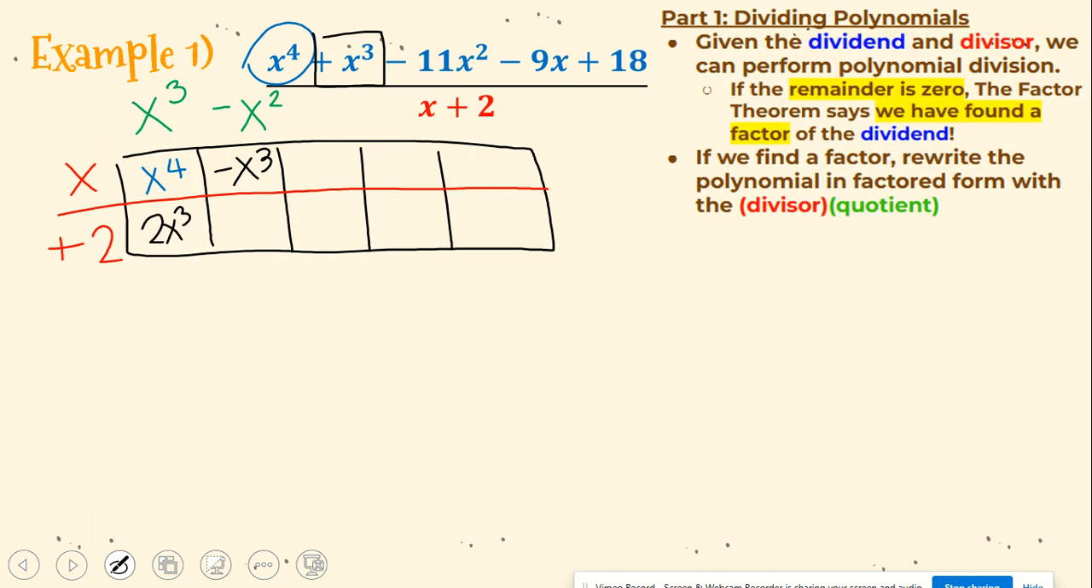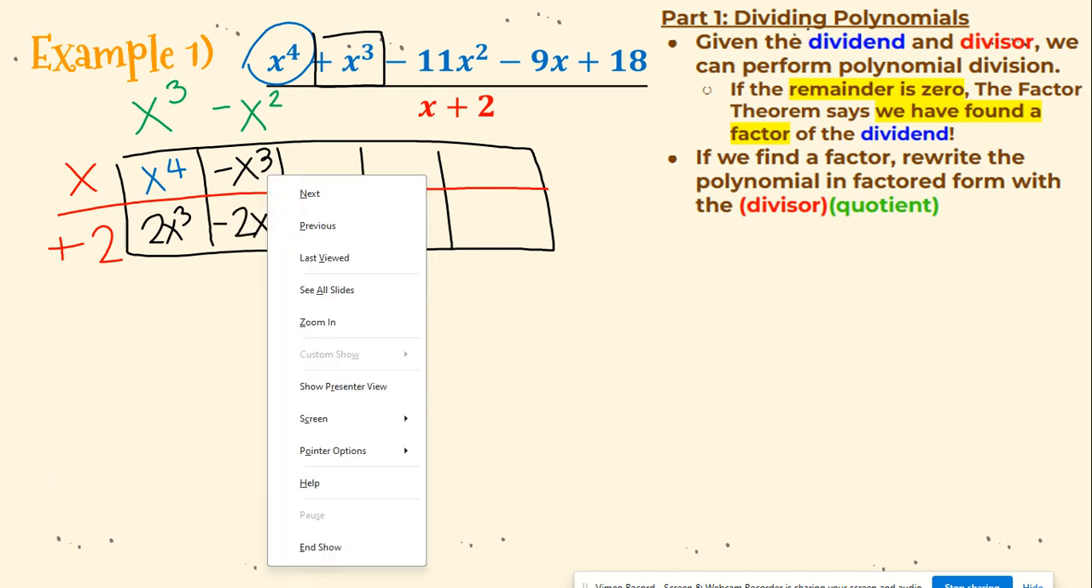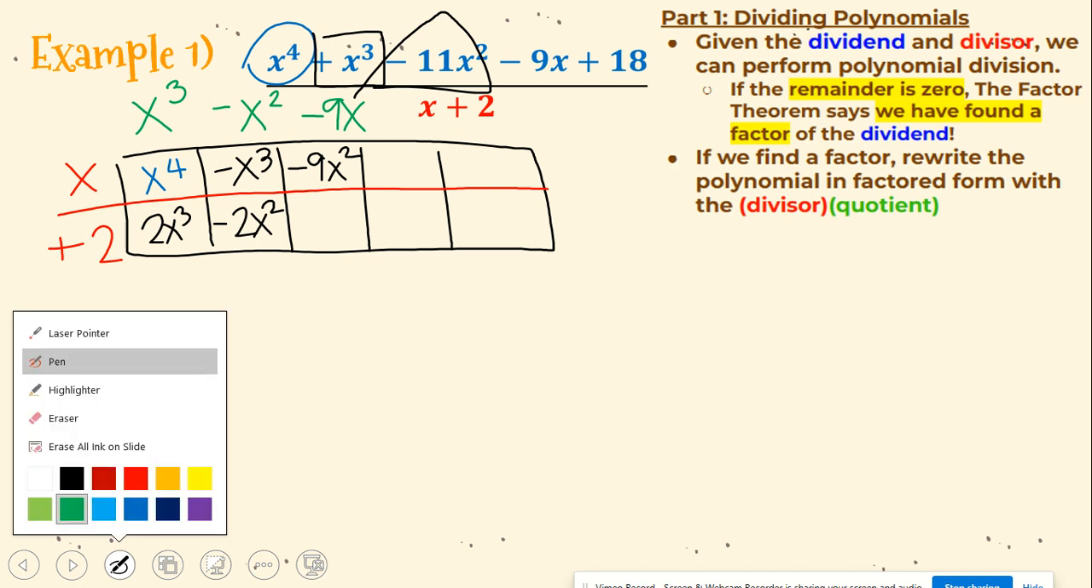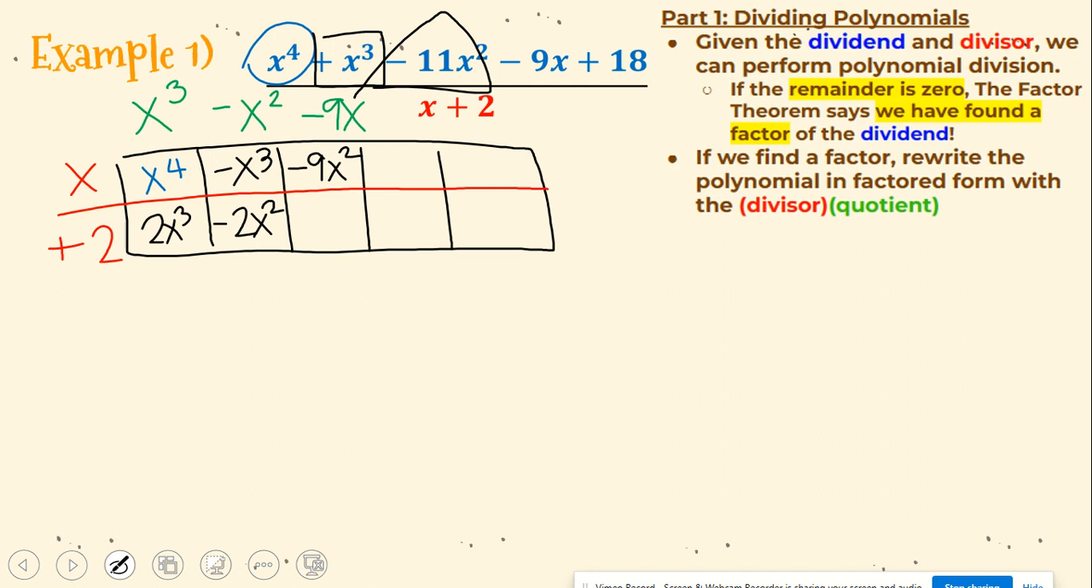Negative x squared times 2 gives me negative 2x squared. I look at my polynomial and I realize, hey, I have negative 2x squareds, but I need negative 11x squareds. So that means I need to take away 9 more x squareds. Now I say x times negative 9x multiplies to give me negative 9x squared. Negative 9x times 2 is negative 18x.